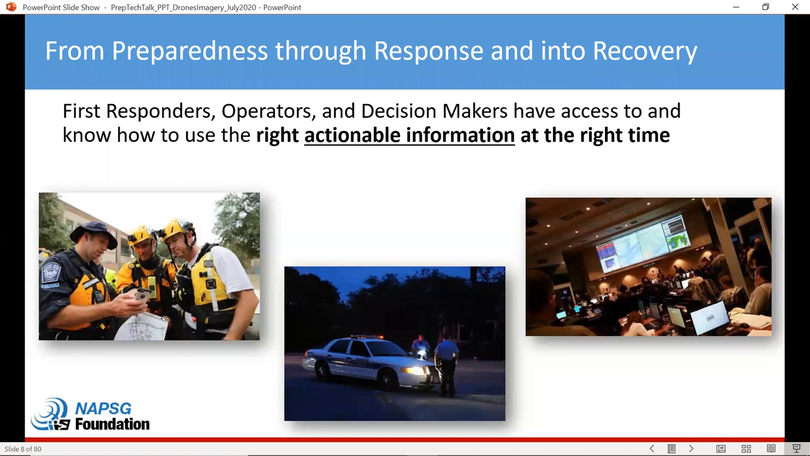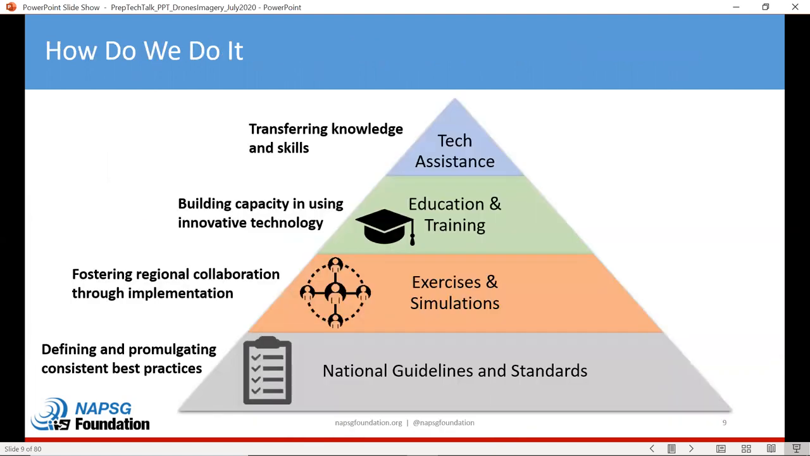So what is our goal? It is to help to get first responders, operators, and decision makers the right actionable information at the right time. And how do we work towards this goal? Well, largely through defining and promulgating the consistent use of best practices. And we do this through the development of national guidelines and standards.